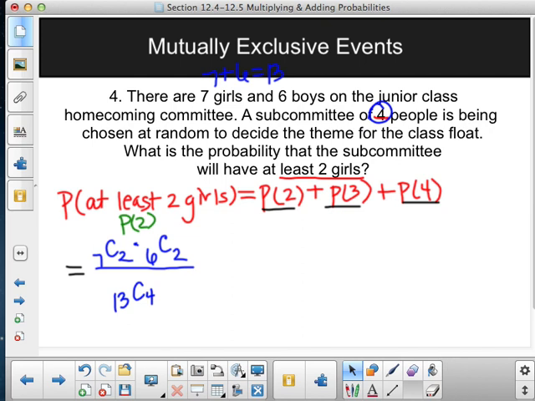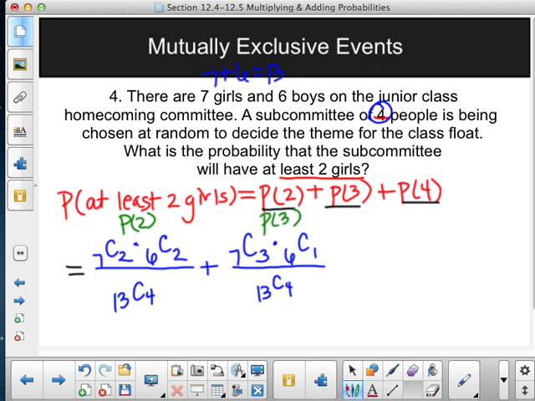Now we have to figure out the probability of 3 girls. So I have my group of 7 girls, and I'm selecting 3 of them, and that means there's 6 boys, and I'm only selecting 1, all over my total options: 13 people total, selecting a group of 4. This is my probability of having 3 girls.